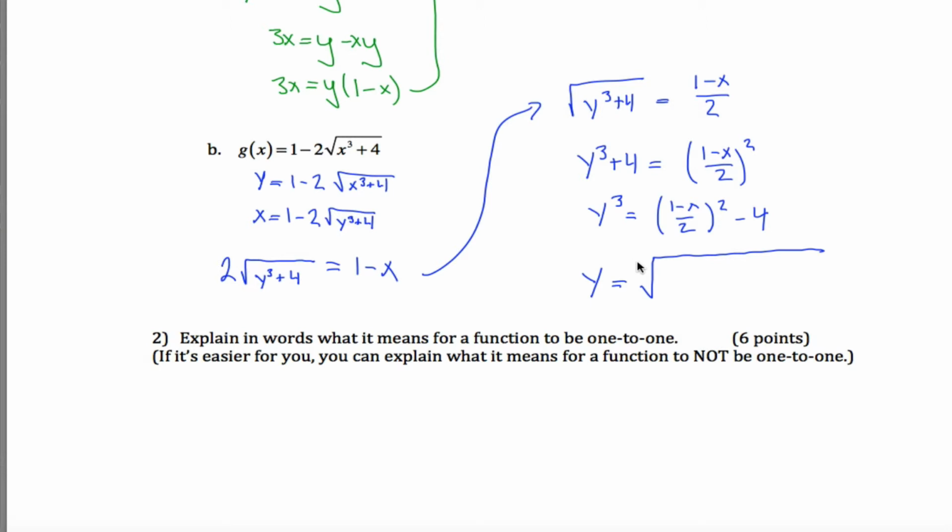So for my final answer, I guess my final answer should say g inverse of x equals the cubed root of 1 minus x over 2 squared minus 4. Maybe I'll be lazy here and I'll say g inverse of x equals that thing. And that would be my answer. That looks horrible. How about this? g inverse of x equals that. Fine.